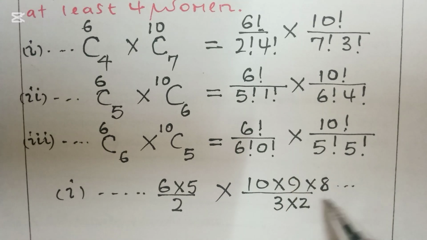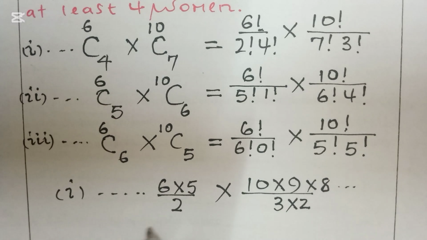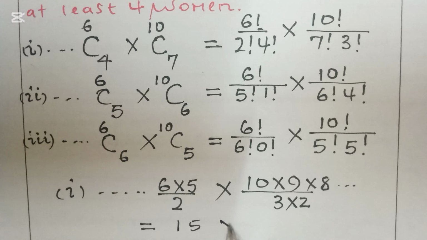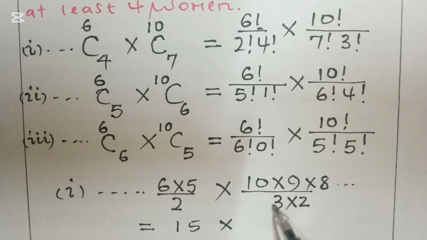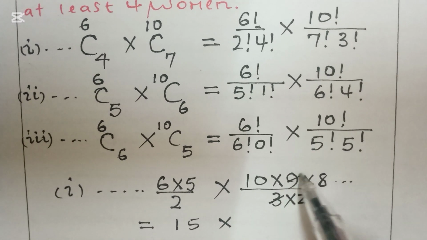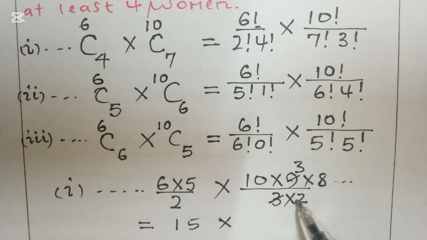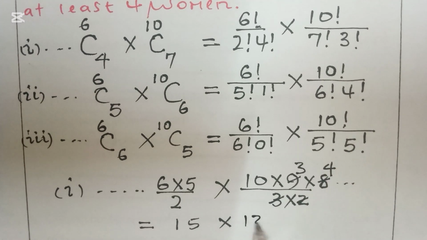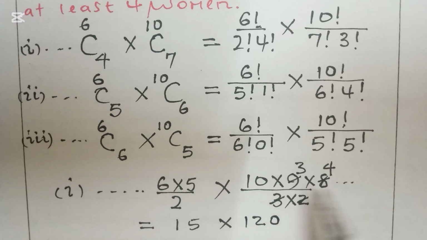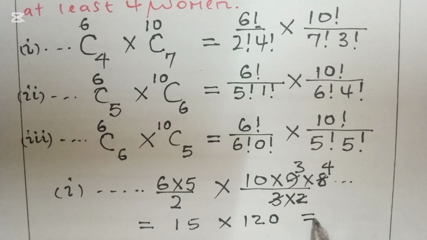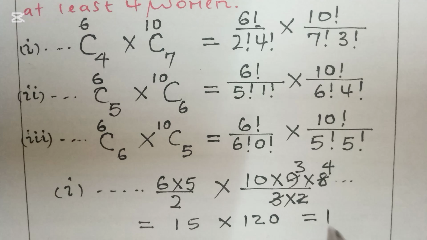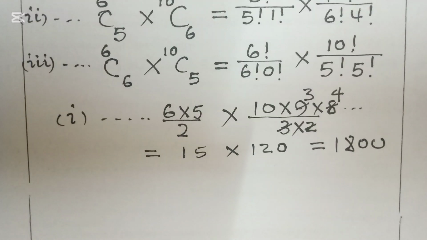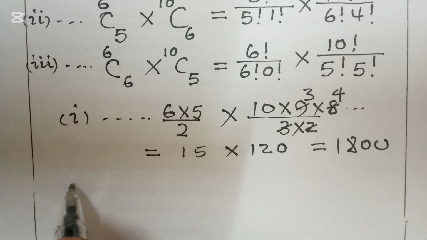So the first one is going to be 15 times, you divide by 3 there, by 2, you're going to have 4 there. So this is going to be 120. And so therefore, if you multiply that, guys, we are going to have 1800. Guys, now we go to the second, that is Roman 2.